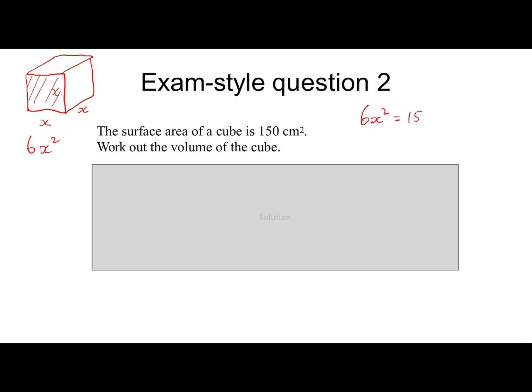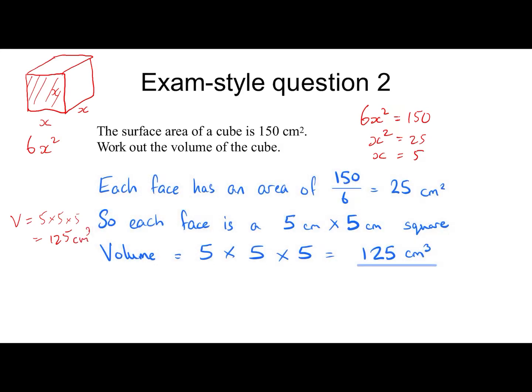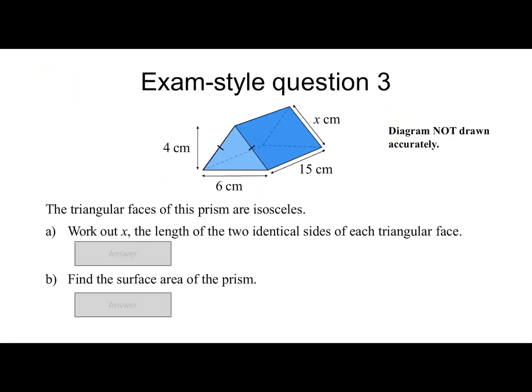So I know that 6x squared is the surface area, and that is 150. So I'm now going to solve that equation. So 150 divided by 6 equals 25. Divide both sides by 6. And so x is equal to 5. So it must be a 5 by 5 by 5 cube. So the volume of the cube is 5 times 5 times 5, 125 centimeters cubed. Okay, there's your answer.